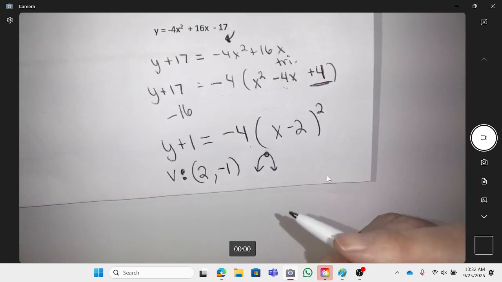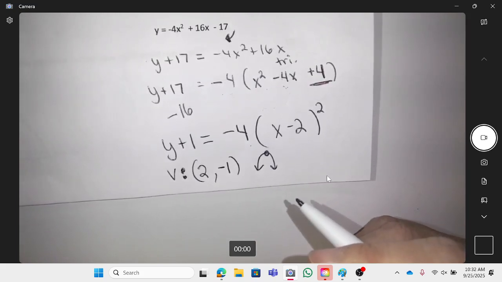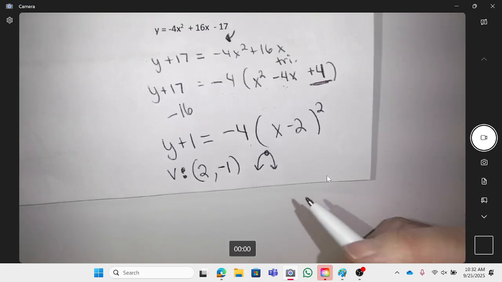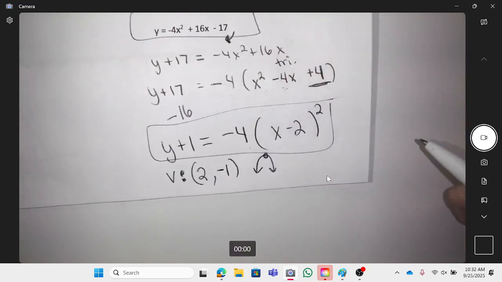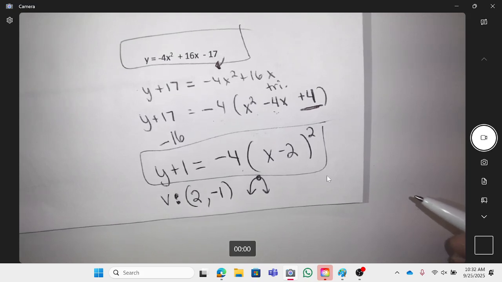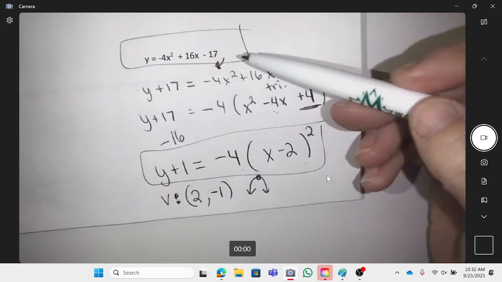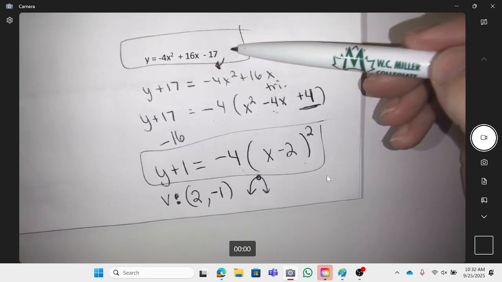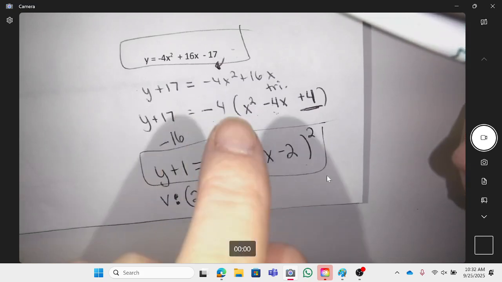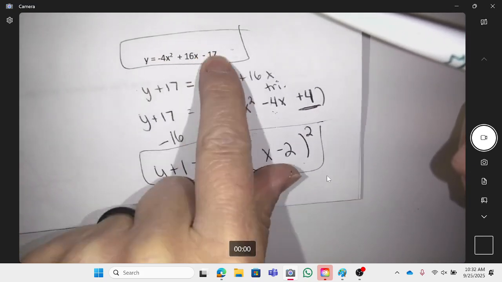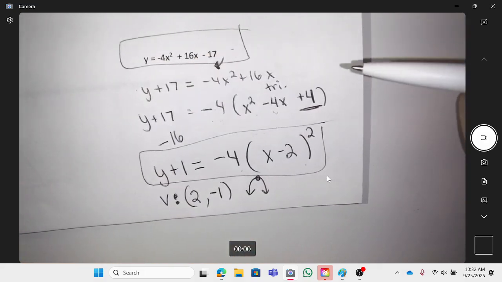Okay. What if I ask you the y-intercept? What does that mean again? X equals 0. Guess what? Where is it faster to look about the y-intercept? Here, 0, or here, make it 0? Boom, because you can get your answer in 2 seconds. What's your y-intercept? -17. Okay?